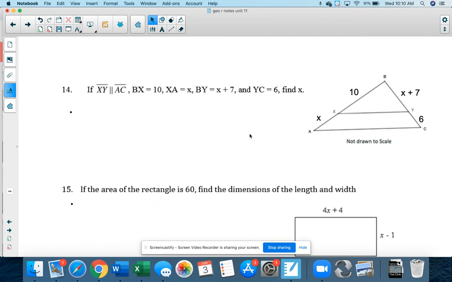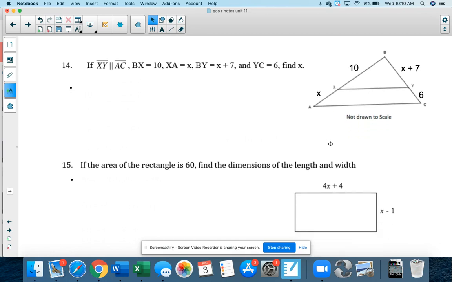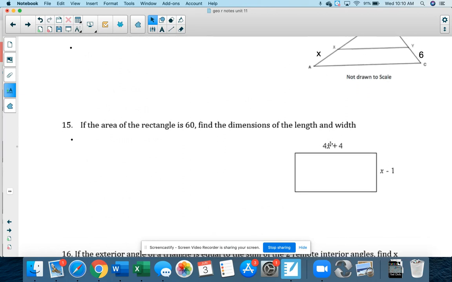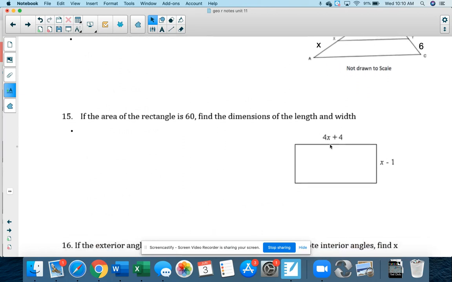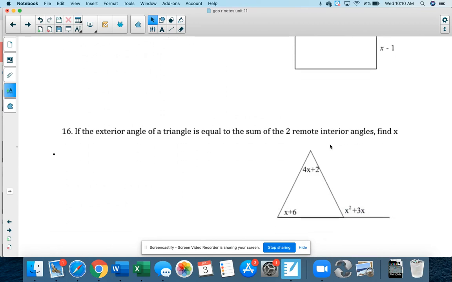So in 14, I have the sides and these lines are parallel, therefore the sides are in proportion. So in 14, you're going to set up a proportion if you want to try this on your own. 15 is the area of a rectangle, which is base times height, length times width. 16, that exterior angle of a triangle is equal to the sum of the two remote interior angles. So this angle equals 4x plus 2 plus x plus 6.